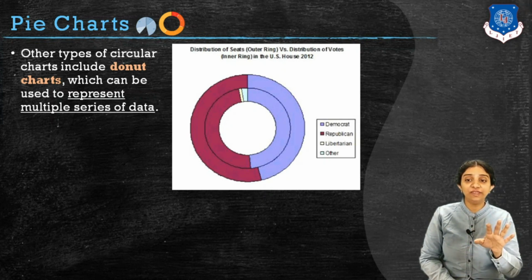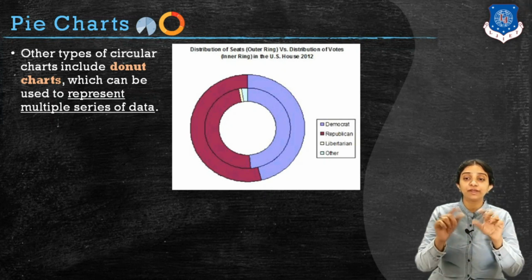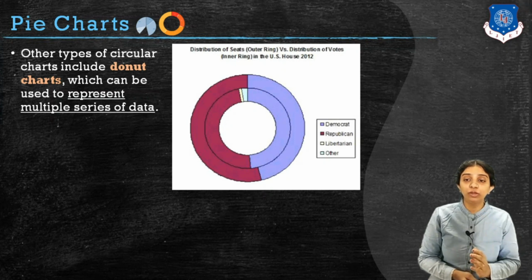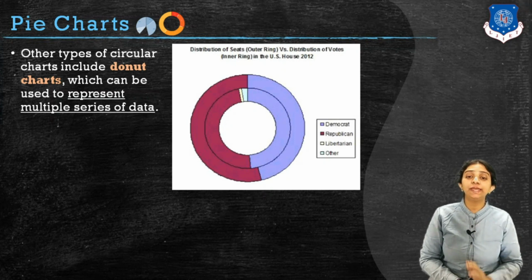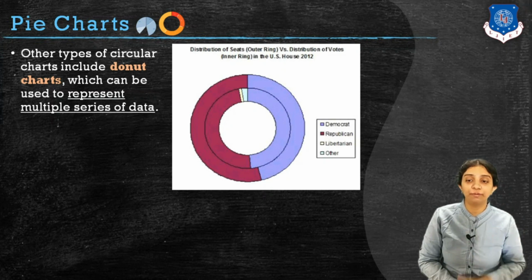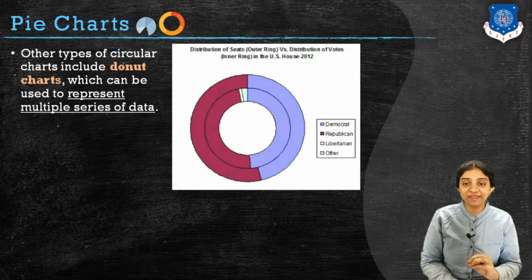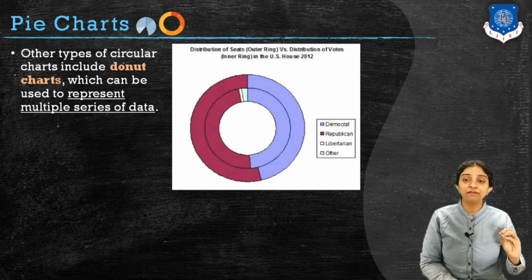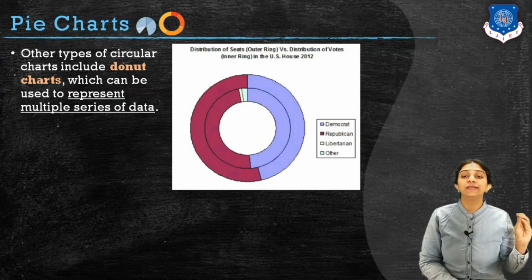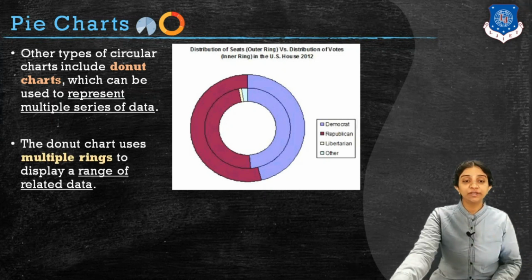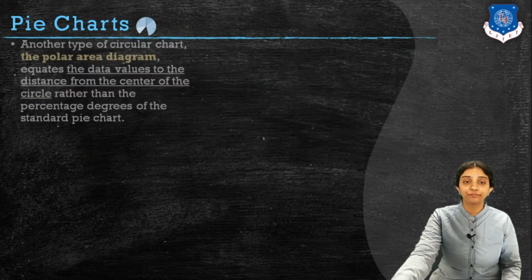Now these seats are divided. For the outer ring, the light blue color is the Democratic Party and the purple color is the Republican Party. The Democratic Party is securing more votes as compared to its seats, and the Republican Party has secured fewer votes as compared to its seats. The donut chart uses multiple rings to display a range of related data.